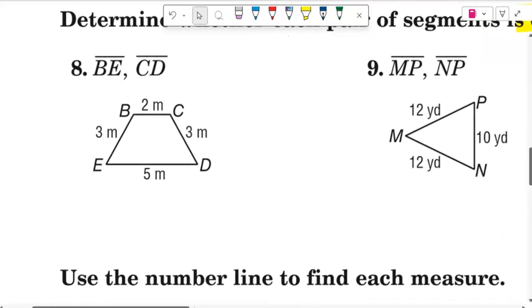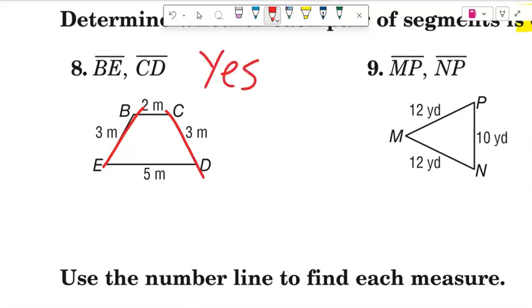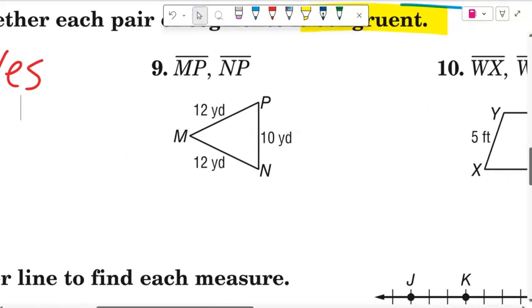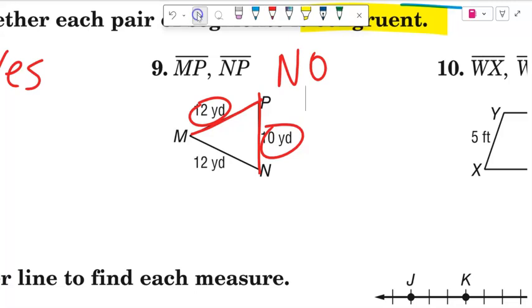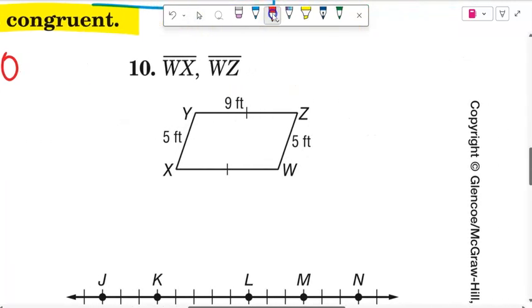So, are BE and CD congruent? We look at BE and CD, yes or no? Yes. They're both 3 meters. Really simple. MP and NP, are they congruent? No. I've got 12 and 10, not the same size. And looking at WX and WZ, how do I know what WX is when there's no label on it? Because there's a line.